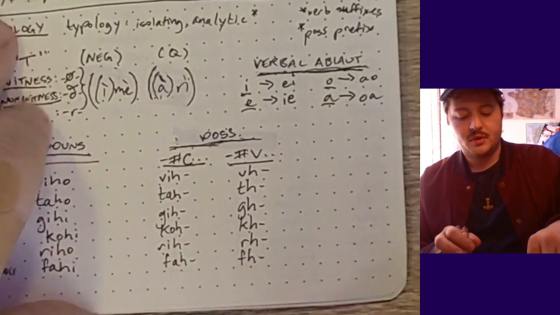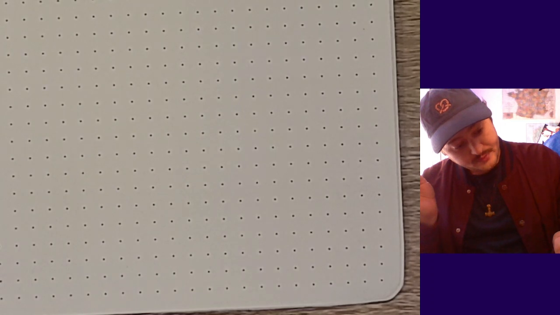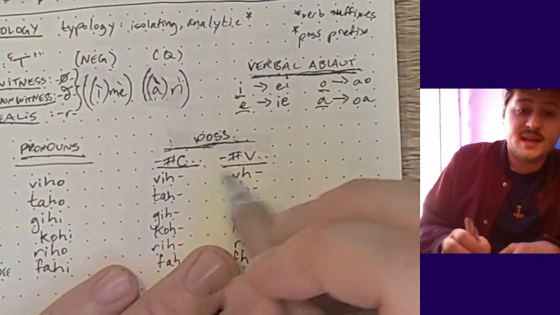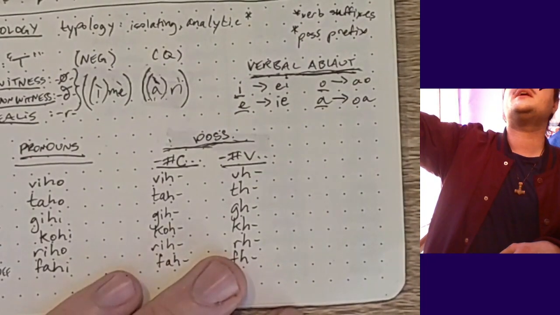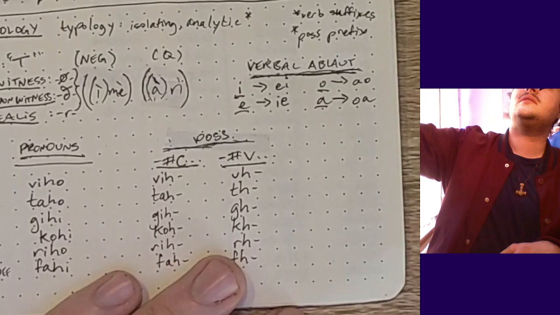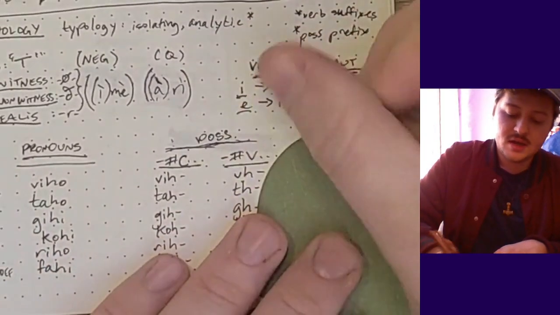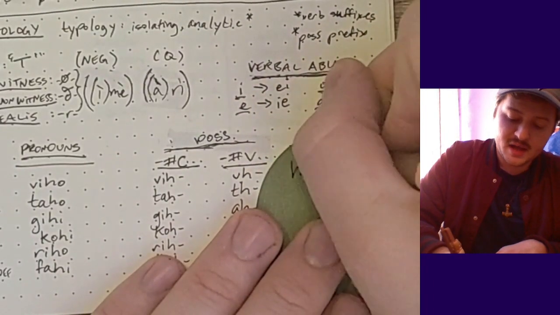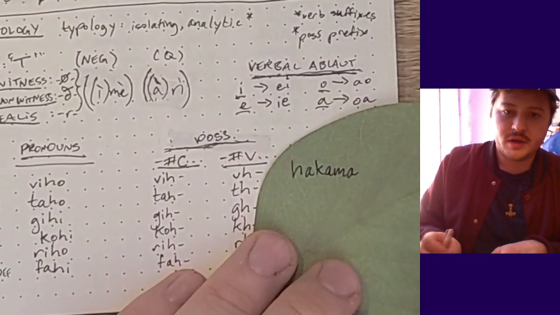So I'll give an example of a word that starts with a vowel. What's a word that starts with a vowel? Akama. Akama is H-A-K-A-M-A. I will not write it here. I'm going to write it on a sticky note because I don't want it here. So we have the word akama. Akama means labor or work.